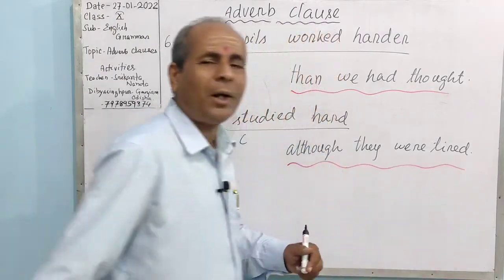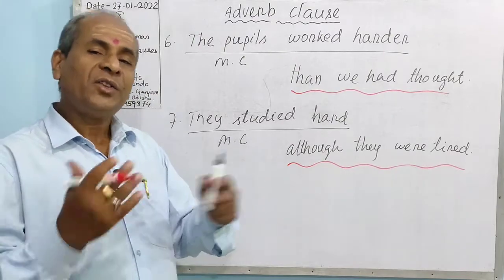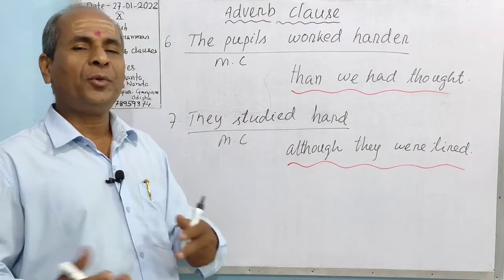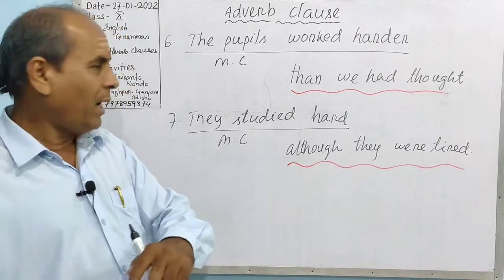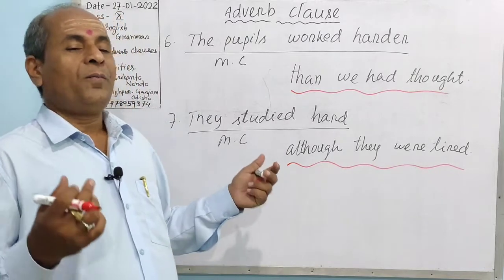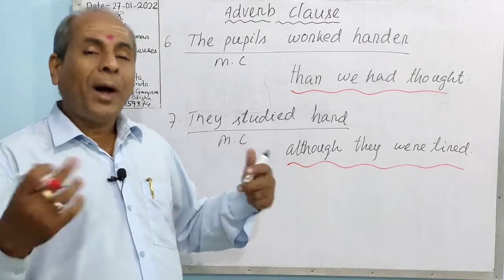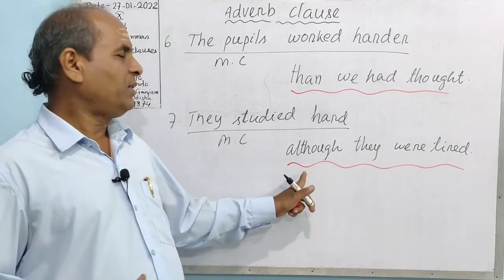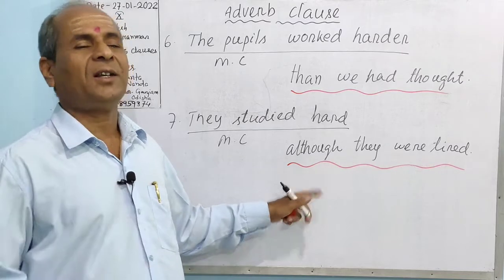So what can we understand from this clause? This clause says something opposite, something in concession. So we can say although they were tired, they studied hard. So we can say that this clause works as an adverb. So it's an adverb clause, and it is the adverb clause of concession.